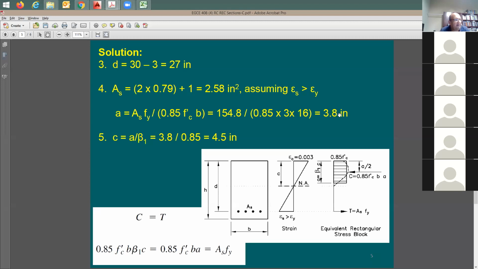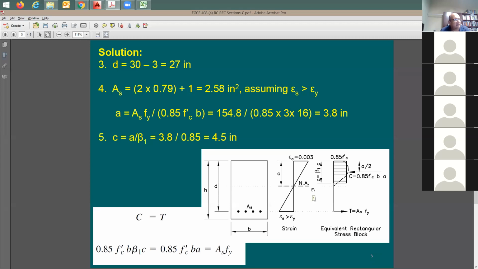I don't think that we're going to be in trouble when it comes to the strain in the steel, but I have to finish my analysis and complete my work. Now, c, the neutral axis depth, is going to be equal to a divided by beta 1. Here my f'c is 3,000, and my beta 1 is also 0.85. Usually, if the concrete strength is 4,000 or less, my beta 1 factor is going to be 0.85. So, okay, here's the 4.5 inches.